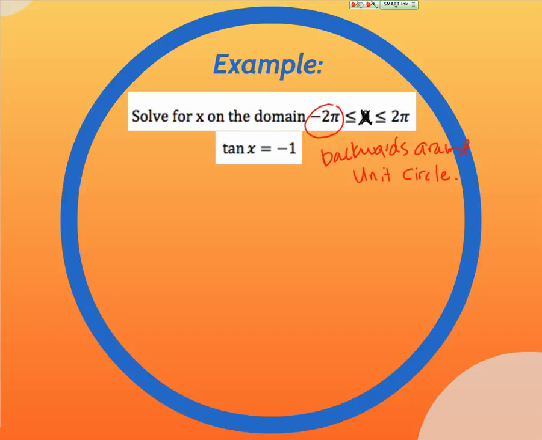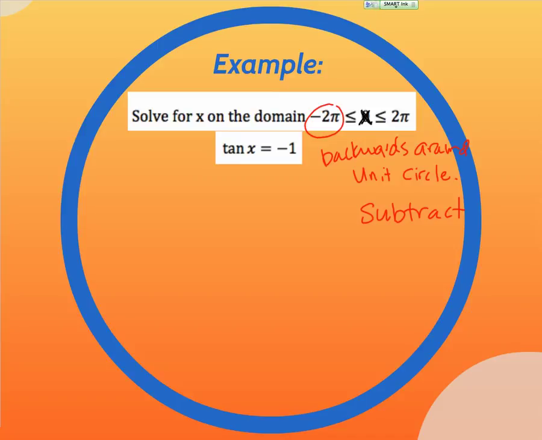So think about it. In the last example, we went to 4 pi, so we had to add something to go forward around the unit circle. If I have to go backwards, what do you think I'll have to do? Subtract. We will subtract. I'll talk about what we subtract a little bit later, but we will have to subtract something.